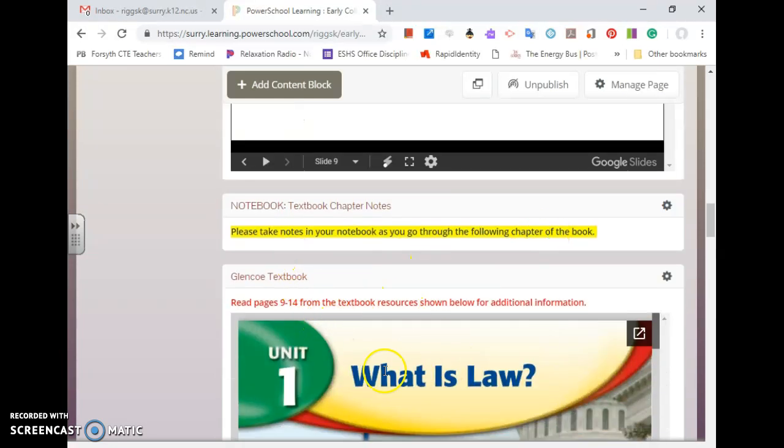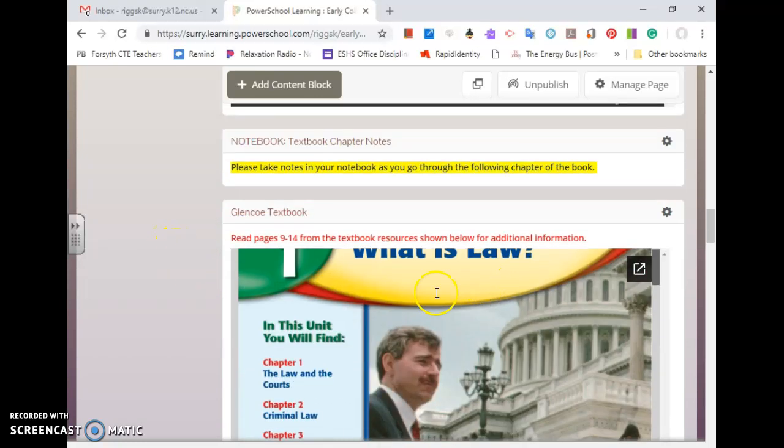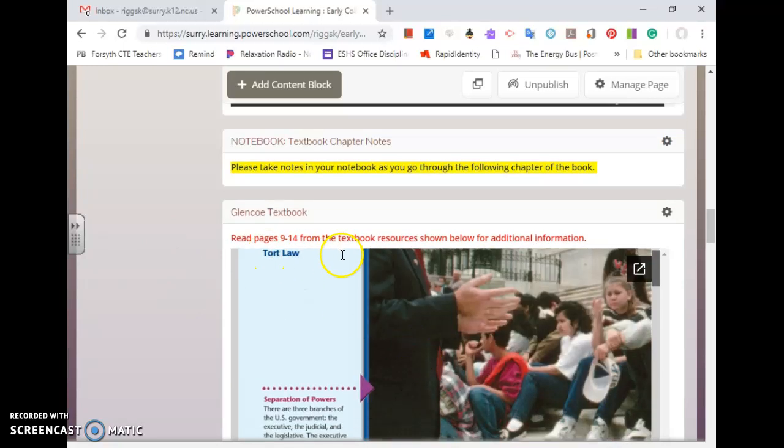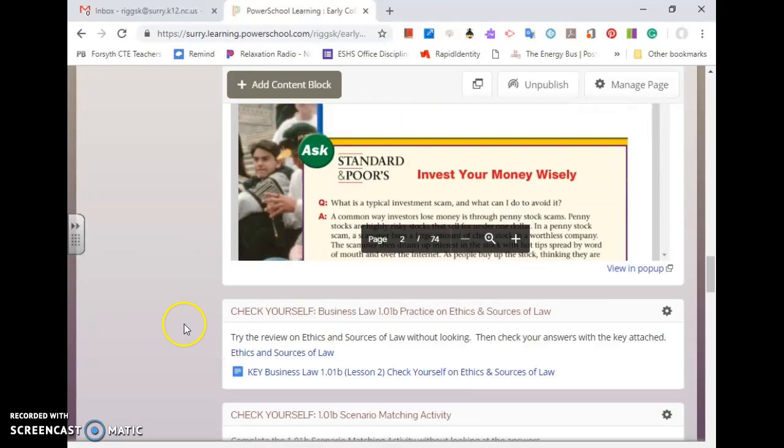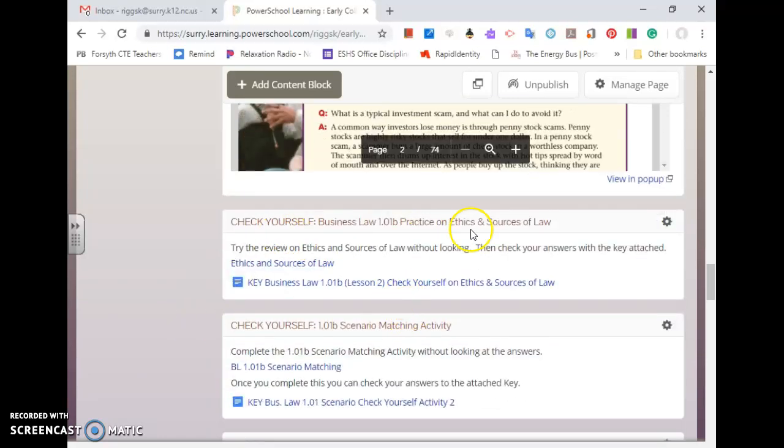For this chapter, this set of pages, you're going to read 9 through 14, whereas in 101A you only read, I think it was 7 through 9. And you just take notes from the chapter in your notebook from these pages. You don't have to turn anything in for that. And then here's 2, what I call check yourselves.